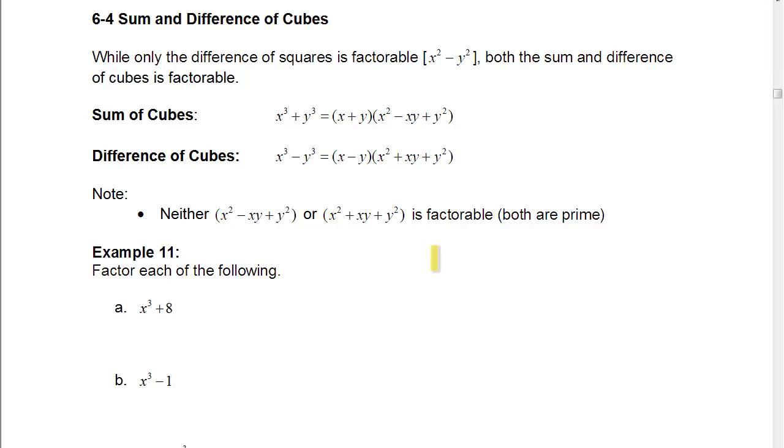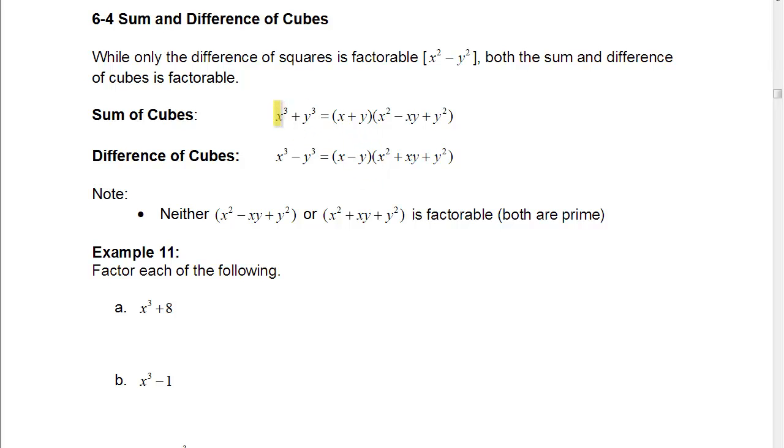In this video we're going to do some factoring using the sum and difference of cubes formula. While we've already looked at the difference of squares, which was when you factored x minus y and x plus y, that only worked for subtraction. With cubes we can do the sum of cubes or the difference of cubes, so it'll work with minus or plus. And the only thing that changes in the answers are the signs.